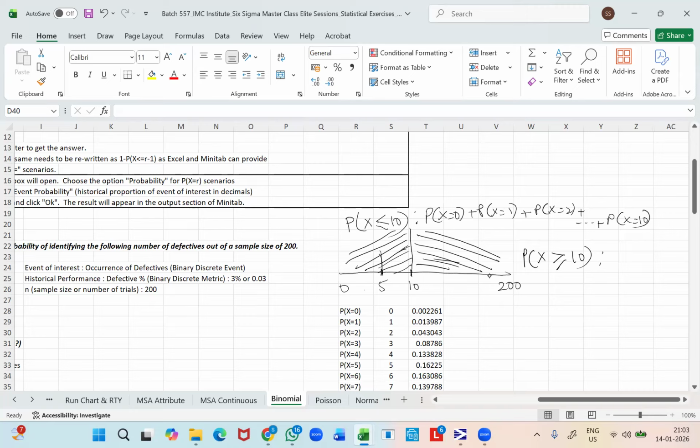And if you want to expand this in terms of individual probability values, this will be P of X equal to 10 plus P of X equal to 11 plus P of X equal to 12 up to P of X equal to 200, because 200 is the sample size. We cannot go beyond that. So this is how I would expand P of X greater than or equal to 10, and that is exactly what I need to find out for the third scenario.